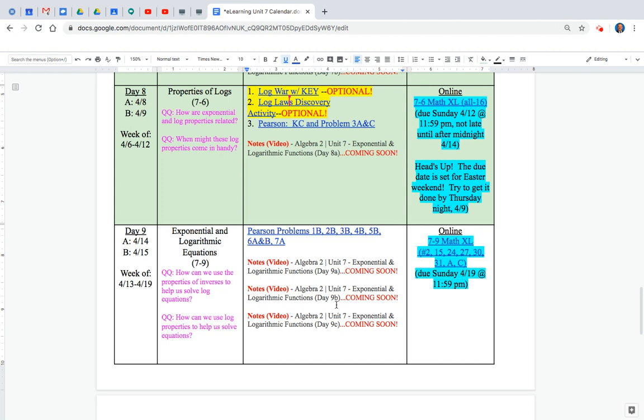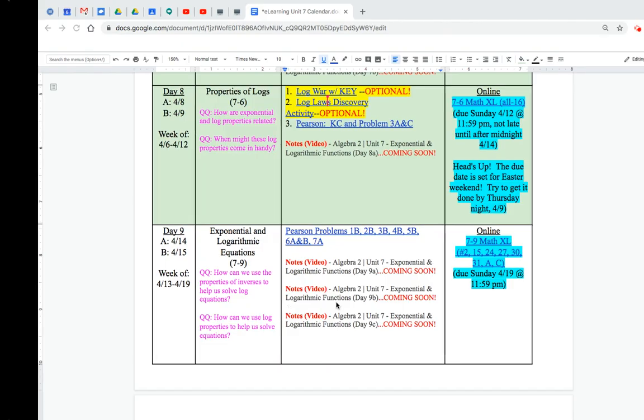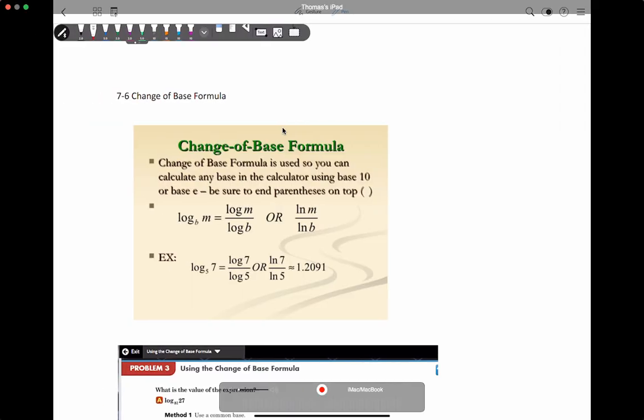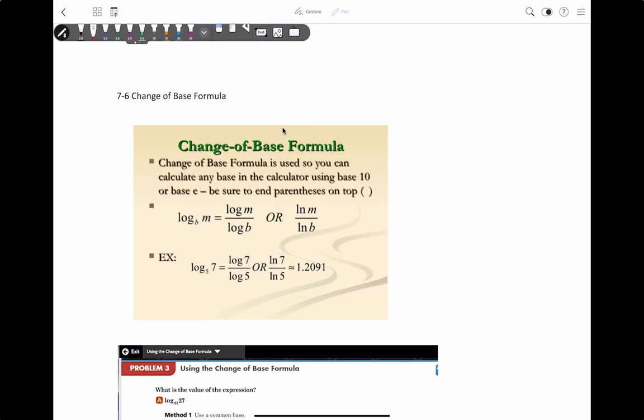We're going to be looking at properties of logs. Specifically, we're going to look at this third bullet point, as far as in our Pearson, the change of base formula. The change of base formula is used so you can calculate any base in the calculator using base 10 or base e. Be sure to end parentheses on top.